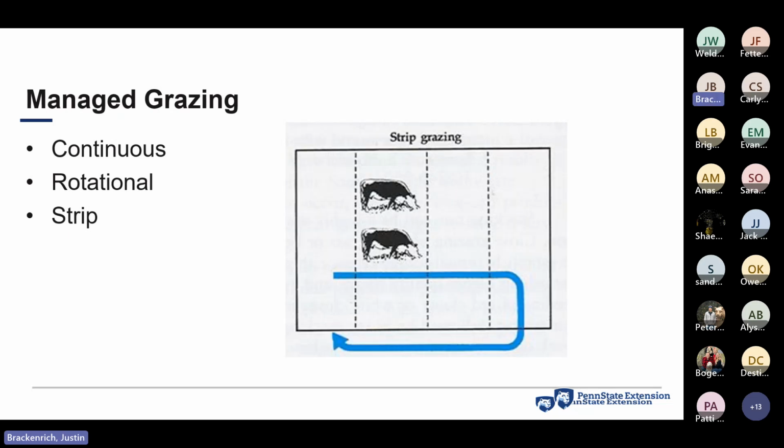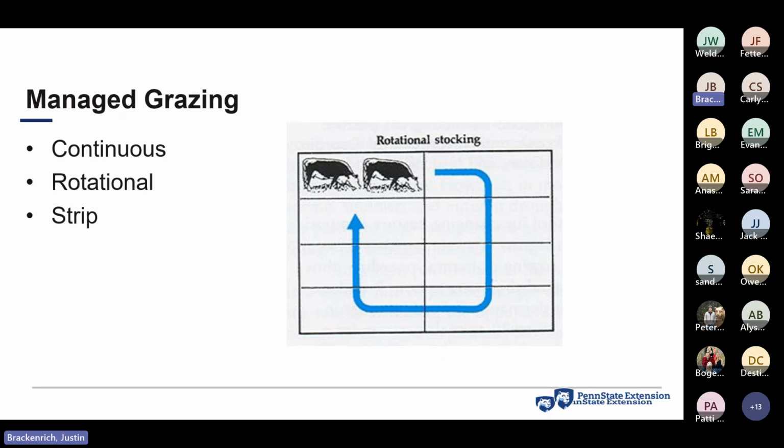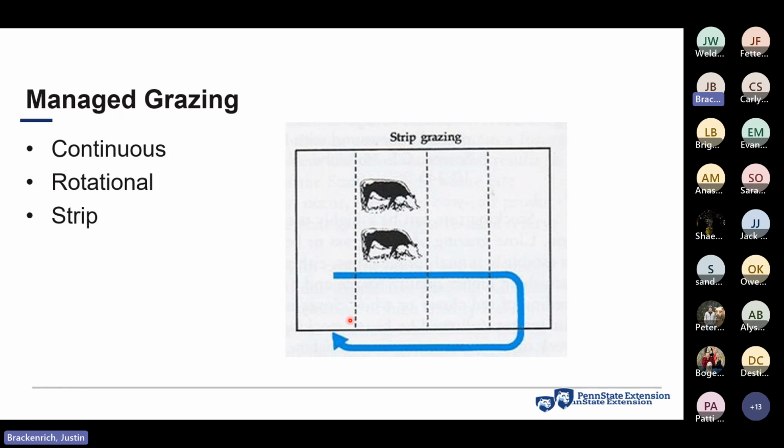And then last is strip grazing. Strip grazing is very similar to rotational grazing, but we're not looking at these squared off paddocks. Let me see if I can find my... So we're not looking at this kind of circular, very square, easy going rotational, but rather we're stripping this across a field. We're going to the end and we're starting back.